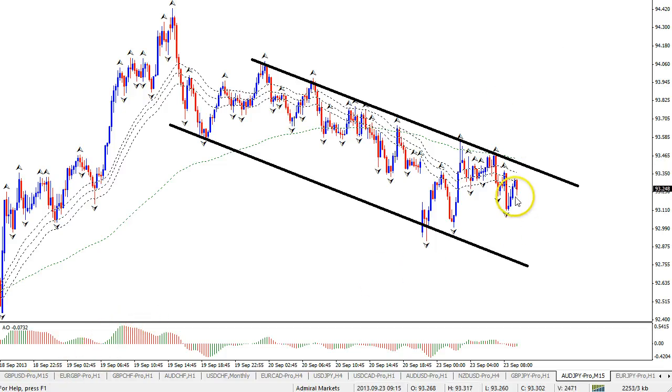My target is 94.78 in fact, and I'm going to enter upon the break of the trend line and the break of that fractal with a stop loss below here and targeting the 94.78 as I already said.